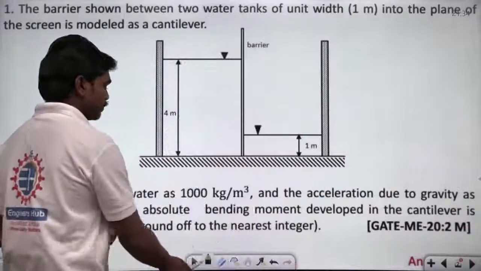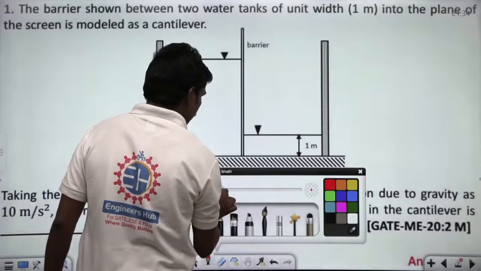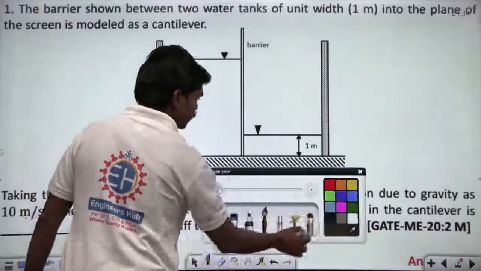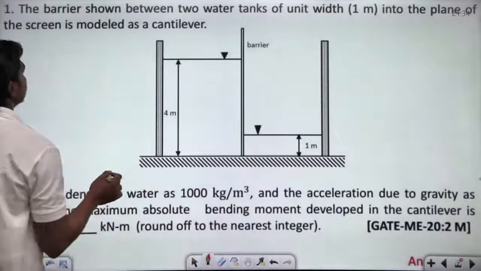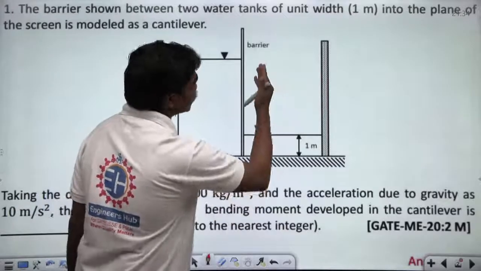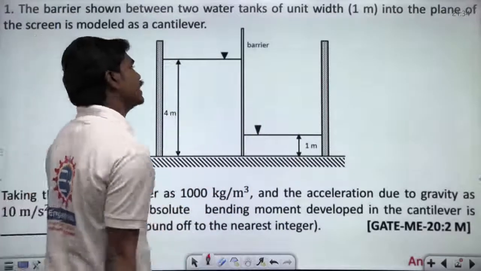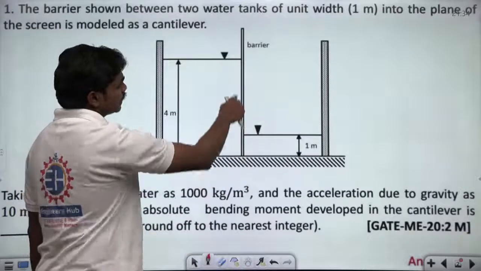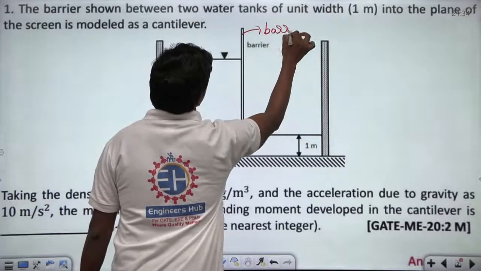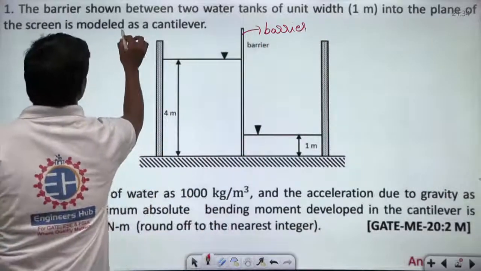This was a question from GATE Mechanical 2020. So, please try to solve this. Read carefully. The barrier shown between two water tanks of unit width, basically unit width means there is 1 meter width into the plane of the screen, is modeled as a cantilever. So basically, this is your barrier, and this barrier is modeled as a cantilever. It's clearly given.